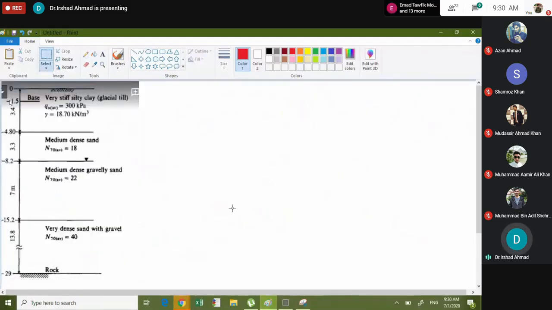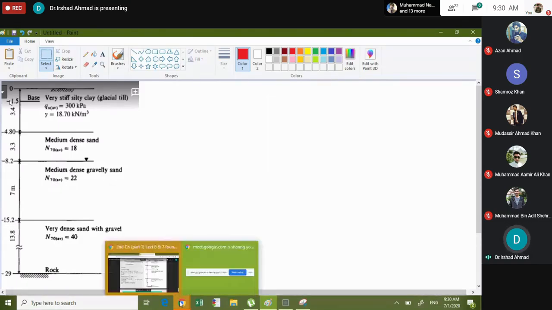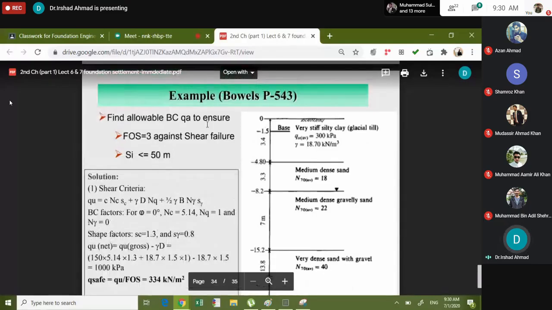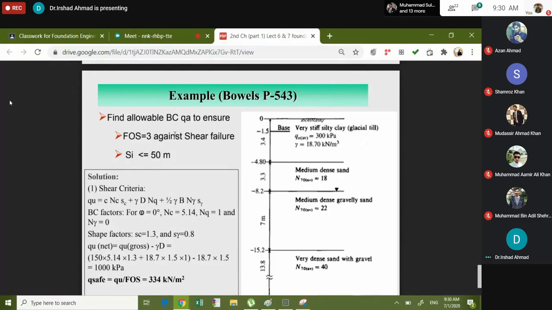This is a soil profile from a geotechnical investigation. It has different layers, first clay and then sand and gravels. And what you have is the SPT counts. What is asked in the problem? To find the allowable bearing capacity of the foundation such that the factor of safety is 3 against shear failure and settlement is not more than 50 mm. This is not meter, this is mm, 50 mm.